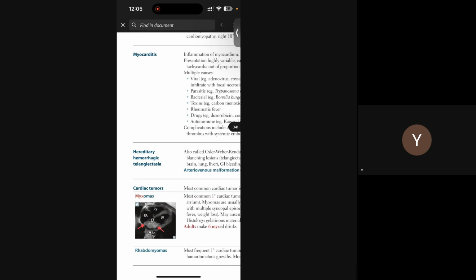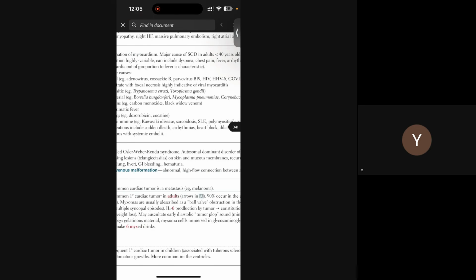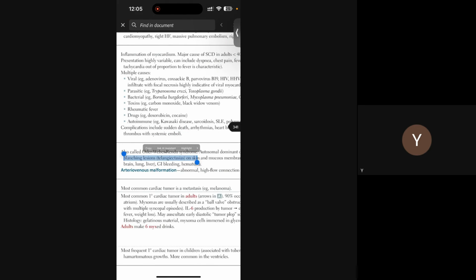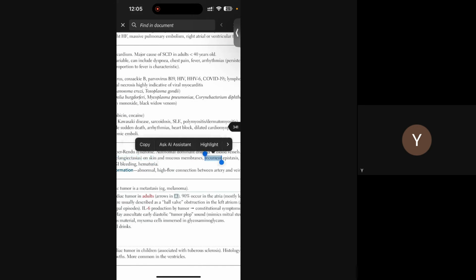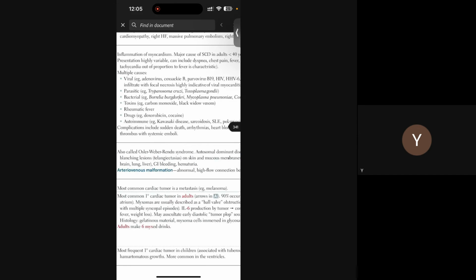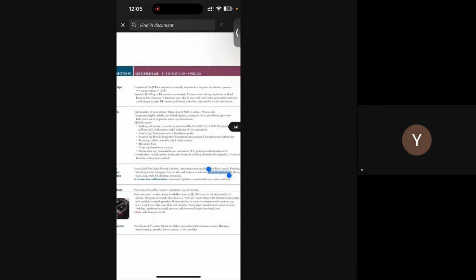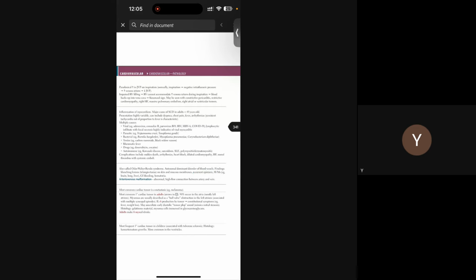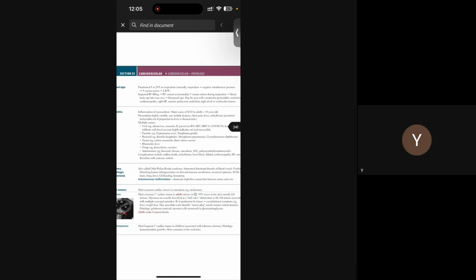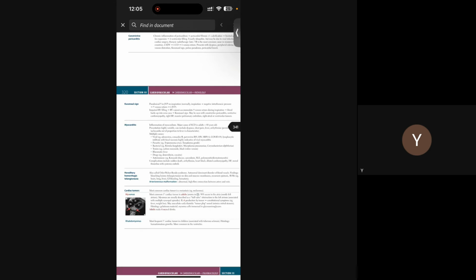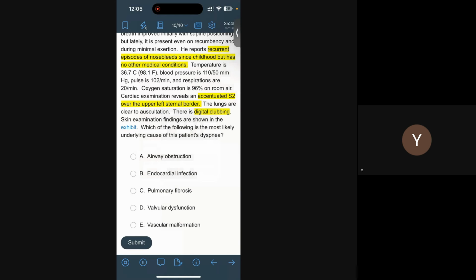Hereditary hemorrhagic telangiectasia: blanching lesions on the skin, telangiectasias, and recurrent epistaxis, which is also present here. It is an autosomal dominant disorder of the blood vessels with AV malformation, an abnormal high-flow connection between artery and vein. GI bleed, hematuria. Osler-Weber-Rendu can explain all of these.